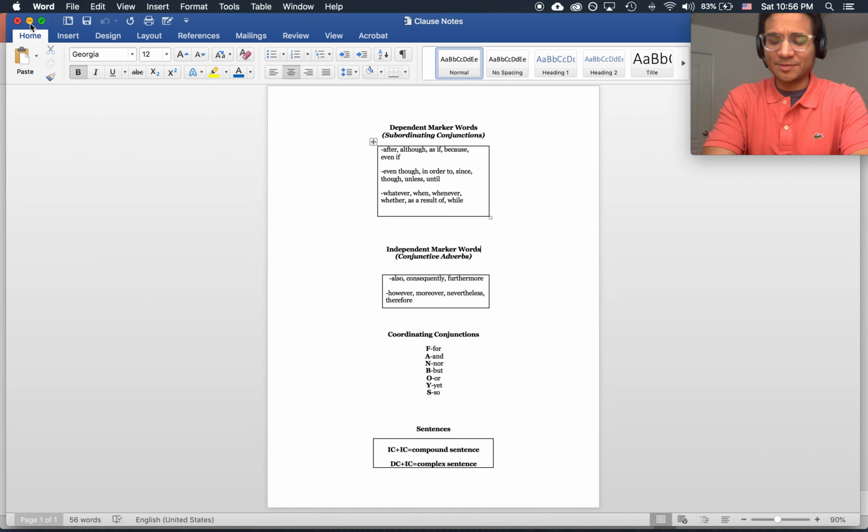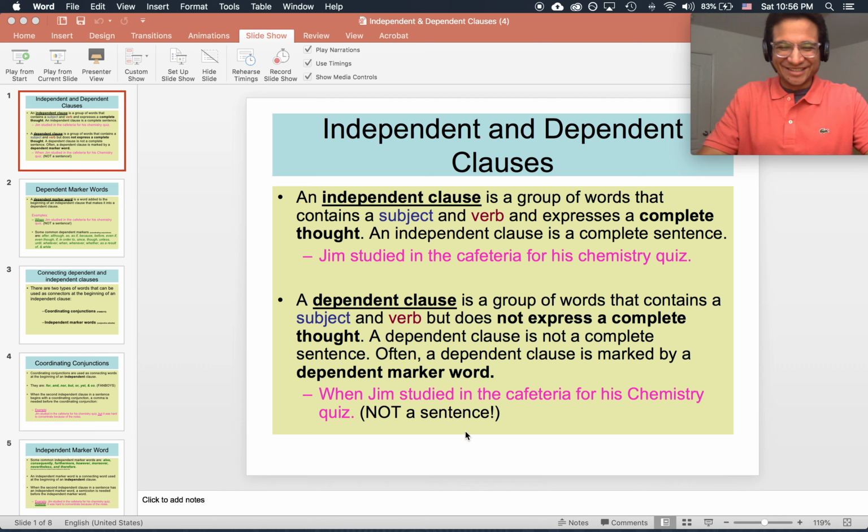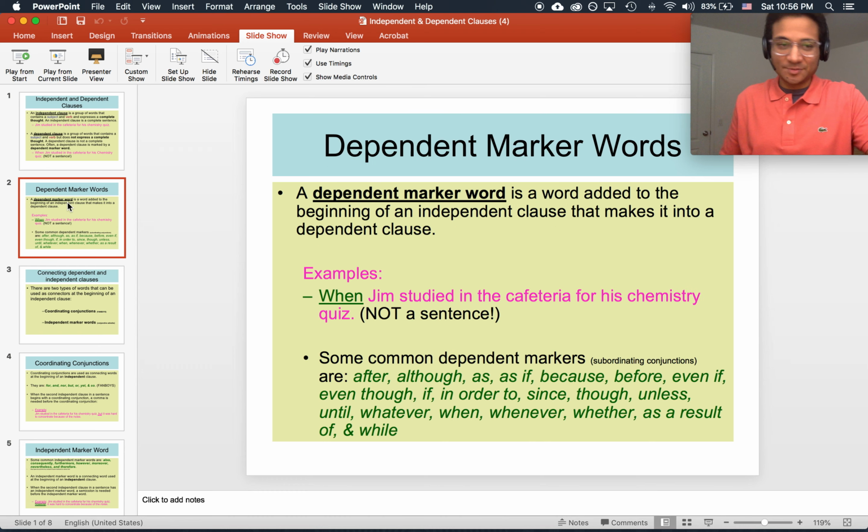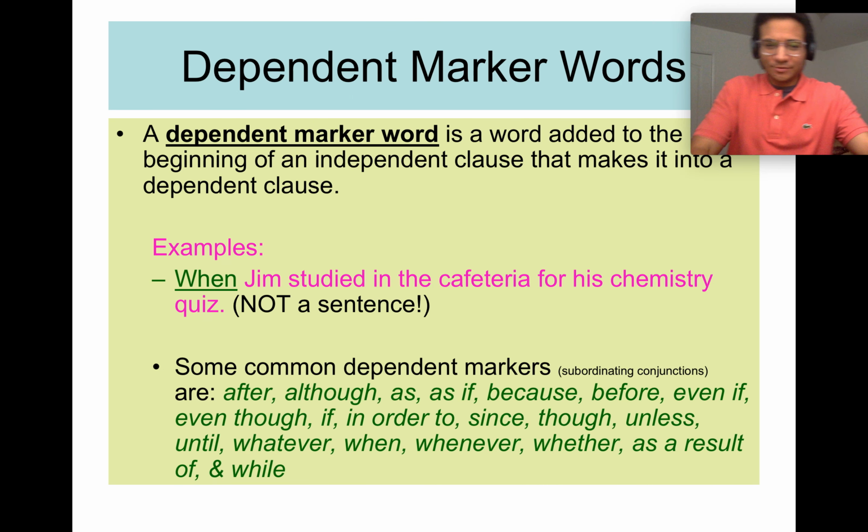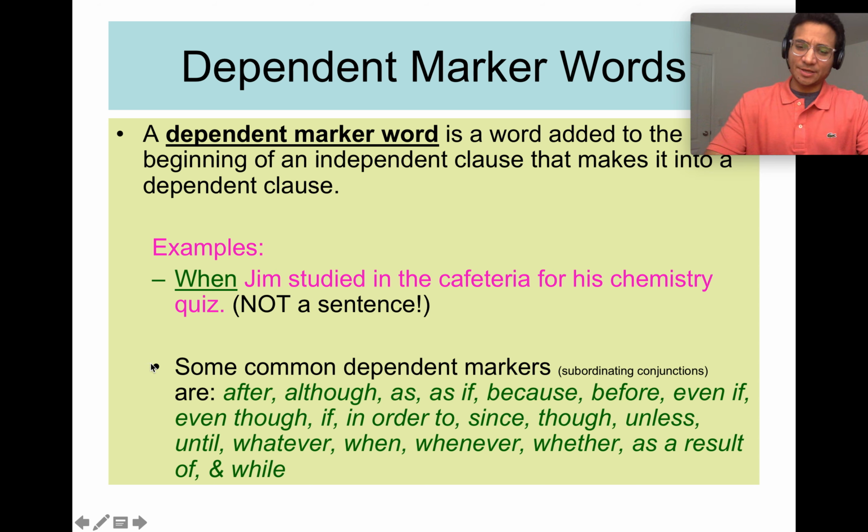So that's what's called a dependent marker word or subordinating conjunction. It's the same thing. Just FYI. When Jim studied in the cafeteria for his chemistry quiz, that's dependent. All right, let's resume. Here are some other examples. You guys can look on your sheet for other dependent markers. Like I said, if you start your clause with this, such as because I am hungry, that's not a complete sentence. That's a dependent clause.